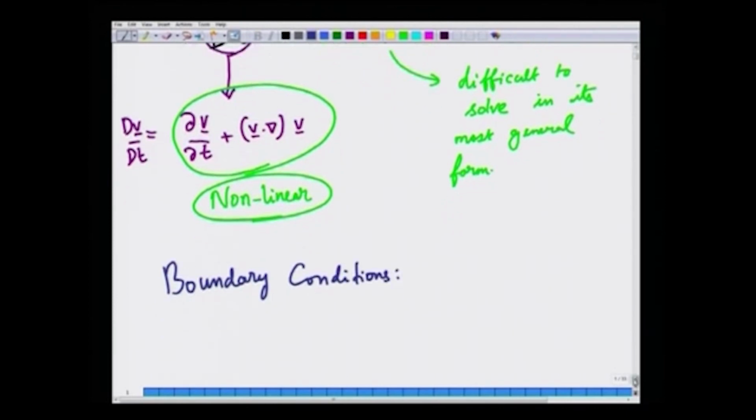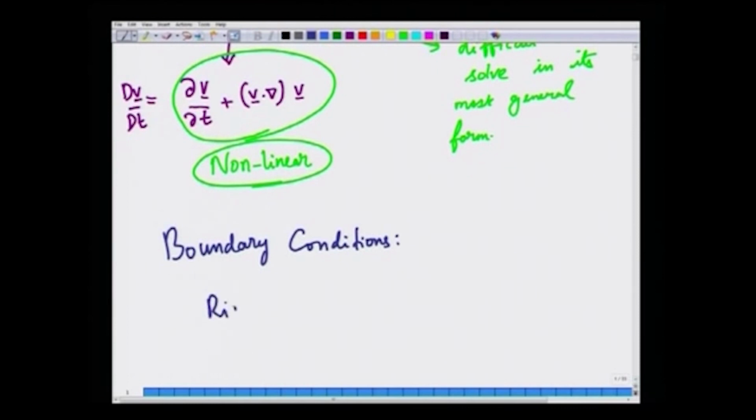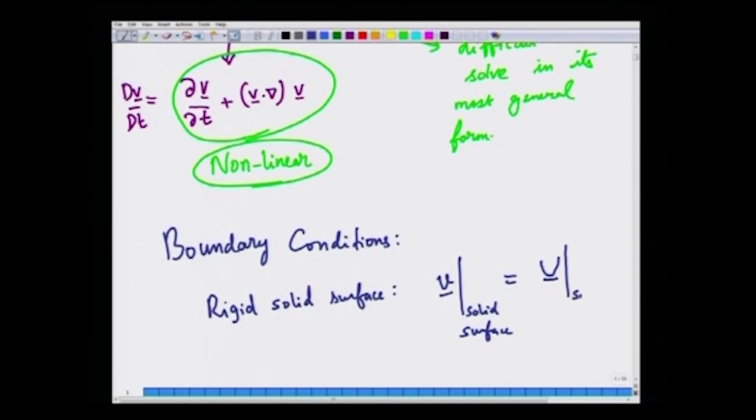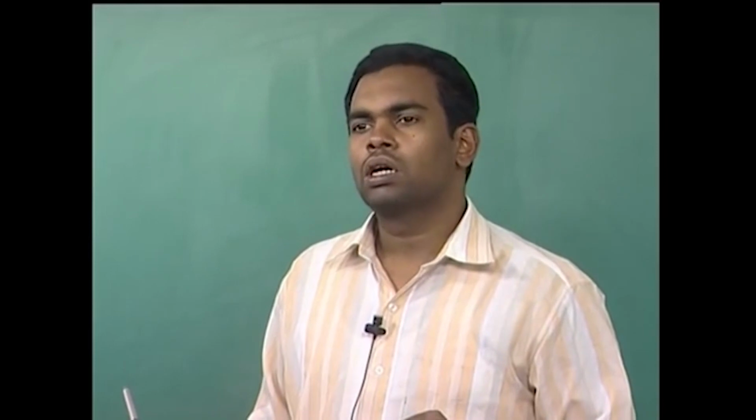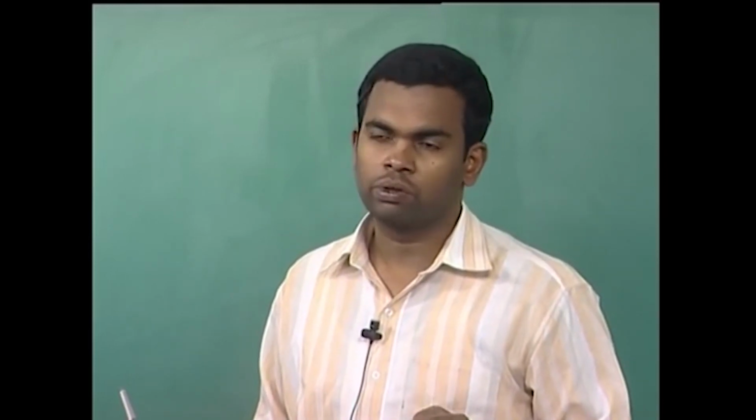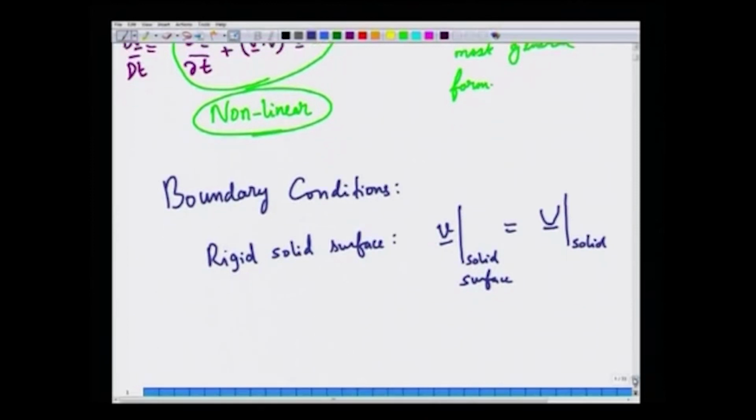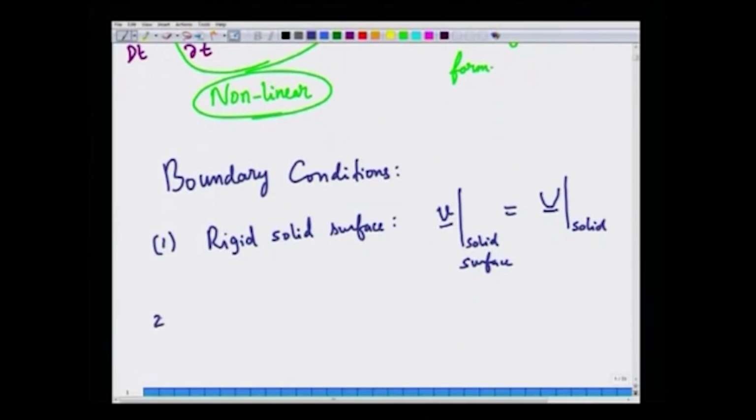The boundary conditions are, for a rigid solid surface, the velocity of the fluid at the solid surface is equal to the known velocity of the solid. If the solid is moving with a constant velocity, the fluid velocity at the boundary of the solid will take the same velocity as the solid. This is called the no slip condition. And if the solid surface is stationary, then the fluid will also be stationary. So, this is one important condition at a rigid solid surface.